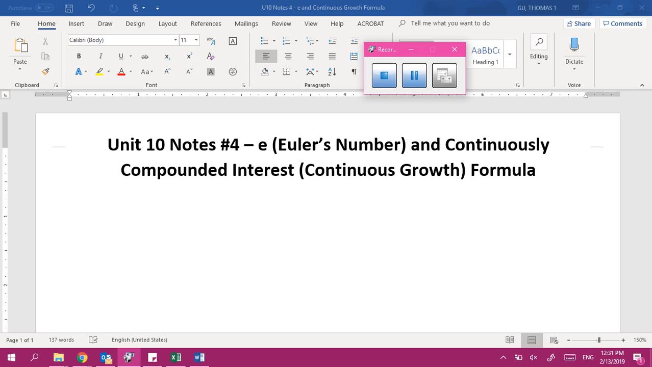This is Unit 10, Notes number 4, and we're going to be learning about E today, and one of the applications of E.